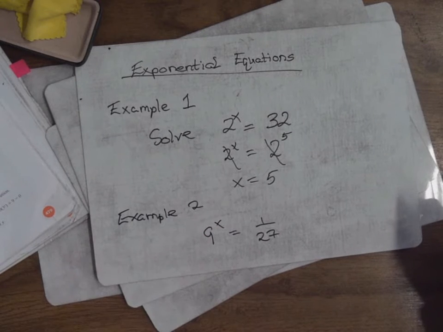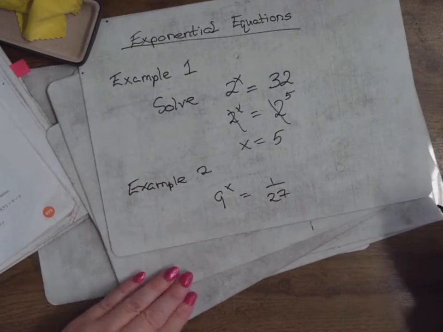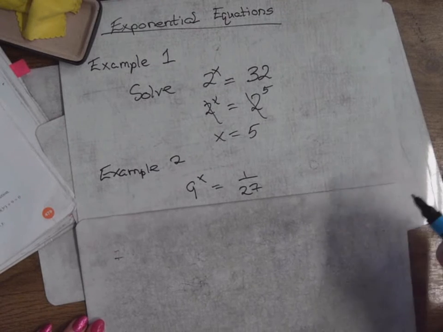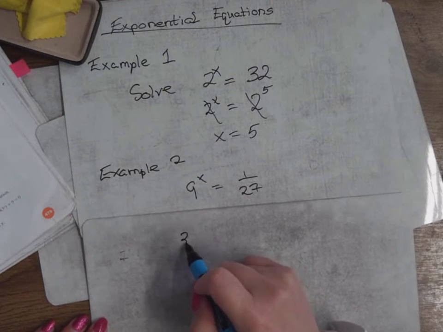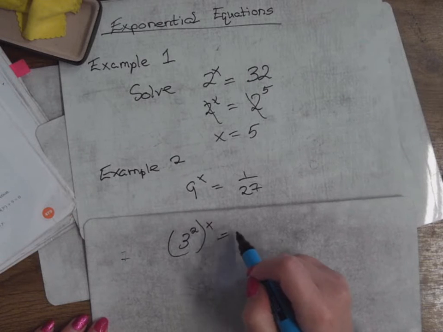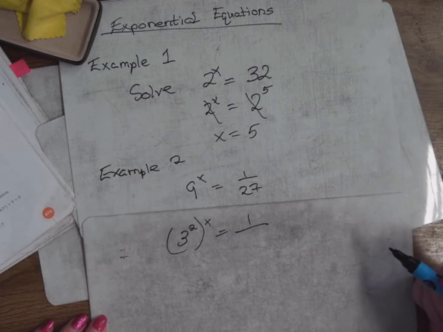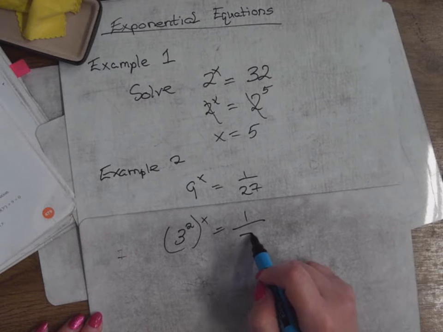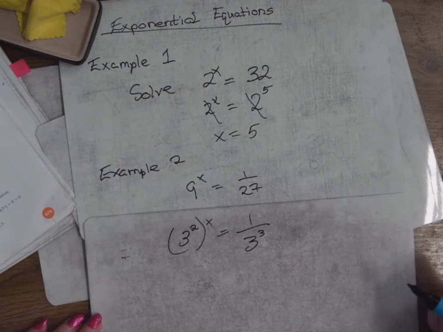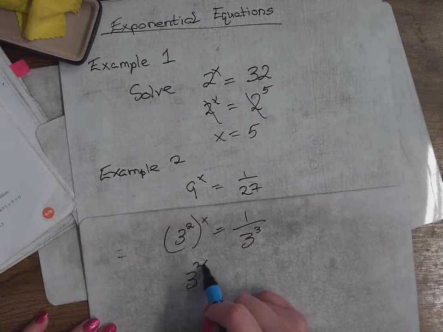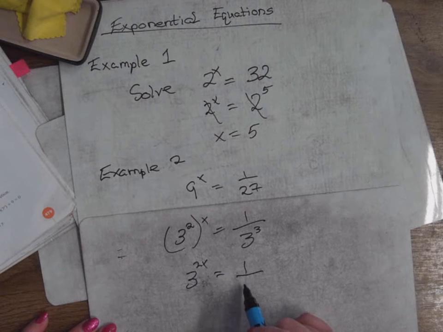So let's go smaller. What could I write everything as a power of? 3. So you write everything as a power of 3. So instead of 9, what would 9 be? 3 to the power of what? 2. So it's 3 to the power of 2 all to the power of x equals 1 over 27. What will I write that as? 3 to the power of 3. Okay. Now, I can raise the power to a power, so I'll just multiply. Okay, 1 all over 3 to the power of 3.